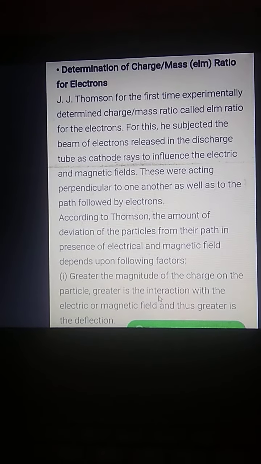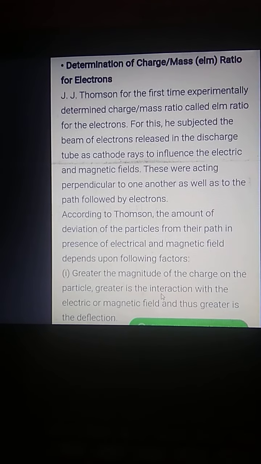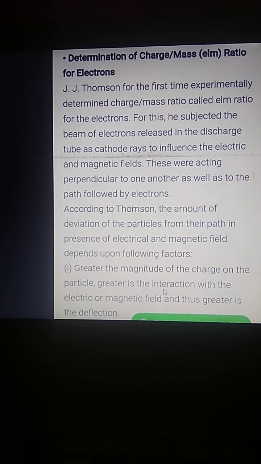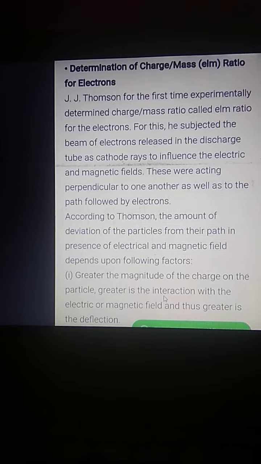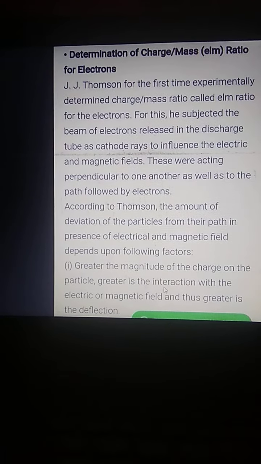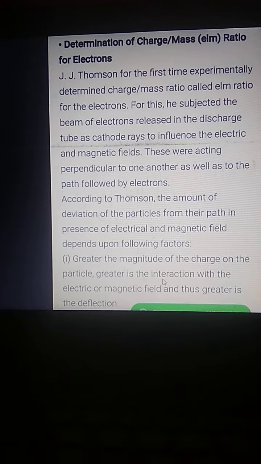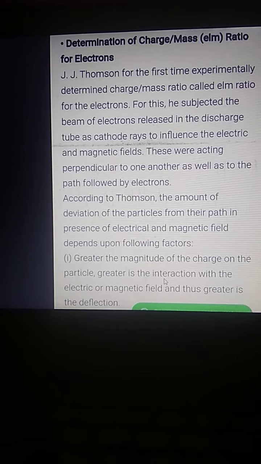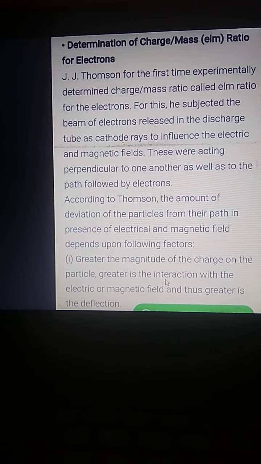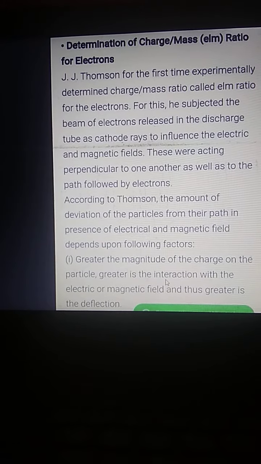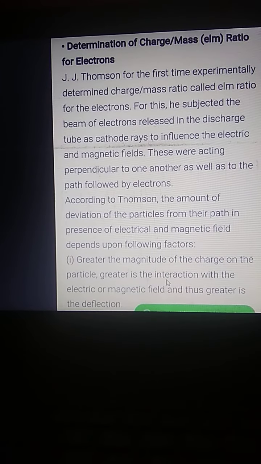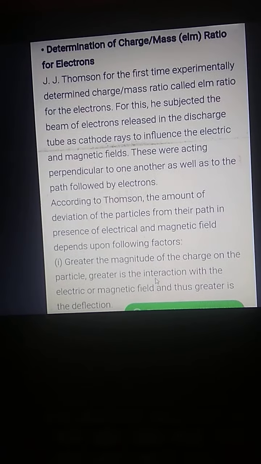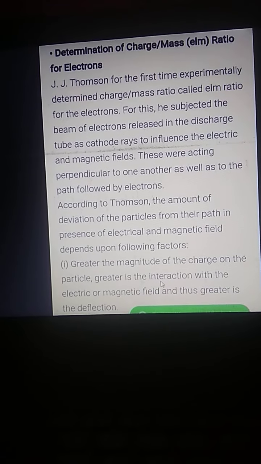Okay, and then what observations and measurements did he make in that experiment? Before discussing that, let us discuss the factors. What are the factors in this experiment? Firstly, the greater the magnitude of charge, the greater the deflection. Here Thomson used both electric field and magnetic field upon the cathode rays. Okay, and then he studied the deflection of the cathode rays. But on which factors does the deflection depend? There are two factors. First is the charge, another is the mass.